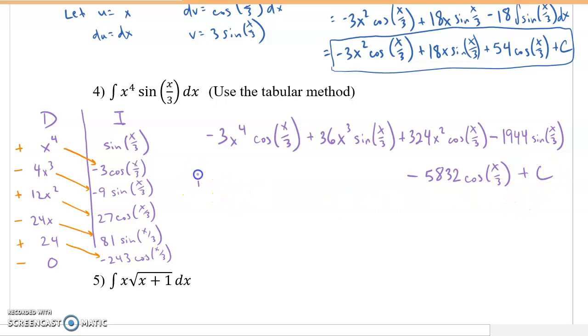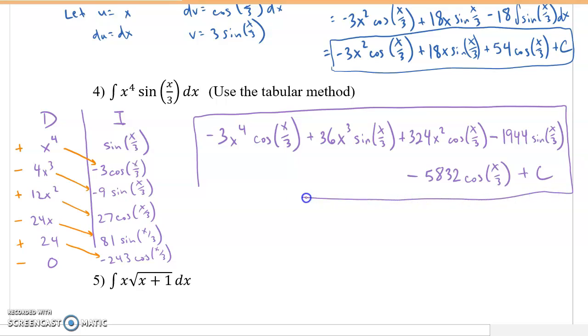This is not something that I would want to check by hand unless I really had to. This is something that I might punch into a calculator to double check. But that's a nice time-saving technique rather than doing the longhand integration by parts. Great. So that's the tabular method. Use that when one of your pieces differentiates down to 0.